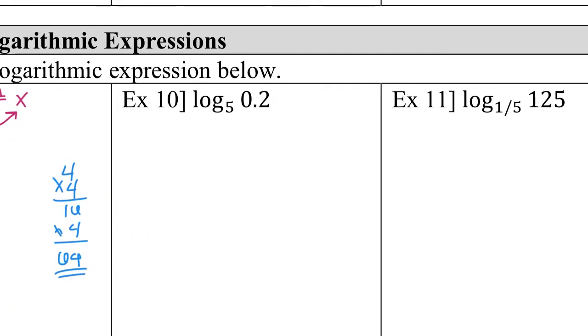Example 10, log base 5 of 0.2. Again, I'm going to change this into a little equation. Since I don't know what this is equal to, I'm going to put it equal to x. Change this into exponential. So take your base, that's a 5. So b to the x power, 5 to the x, is equal to 0.2.